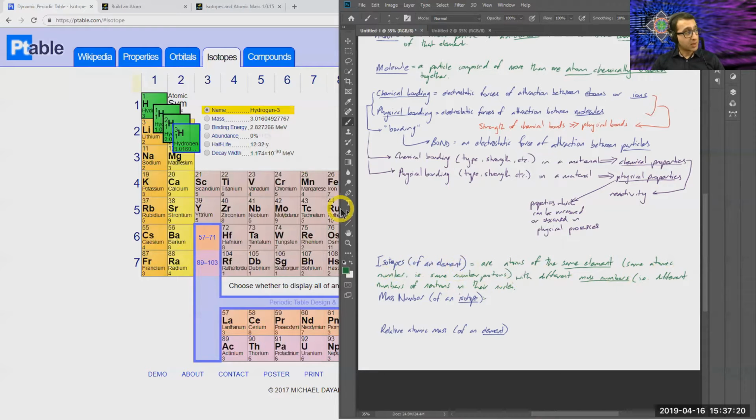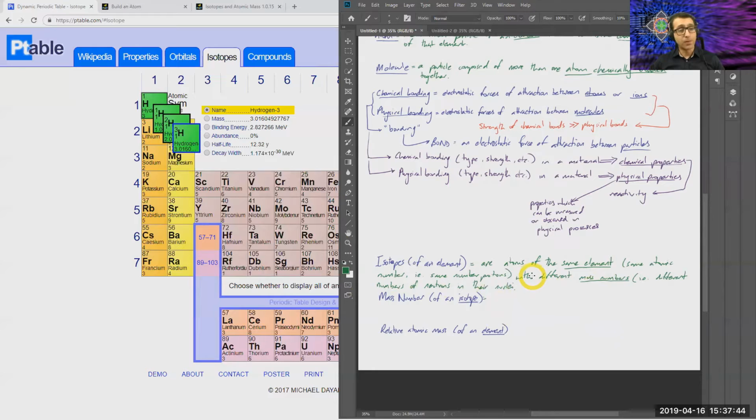Isotopes of an element, like isotopes of hydrogen, they are atoms of the same element, hydrogen, and because they're atoms of the same element, they have the same atomic number or the same number of protons, but different numbers of neutrons. So a mass number of an isotope, because each isotope has a different mass number, is the total amount of mass in atomic mass units of an atom of that isotope.